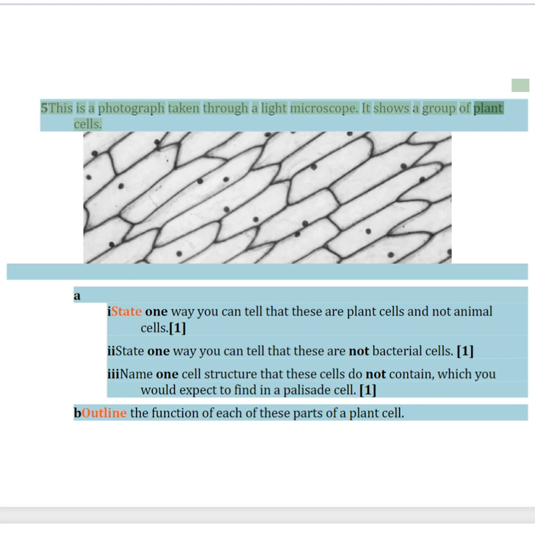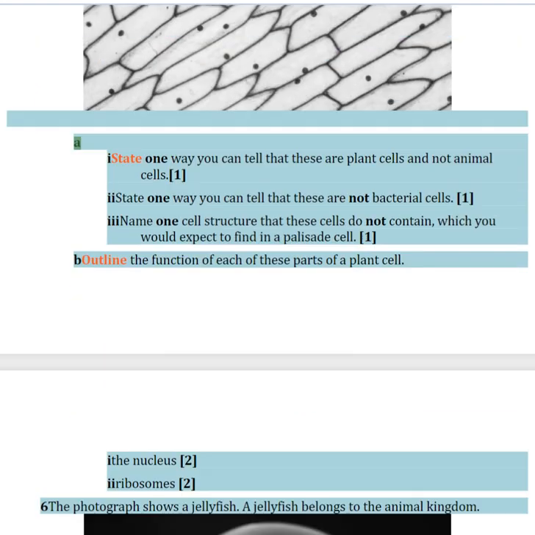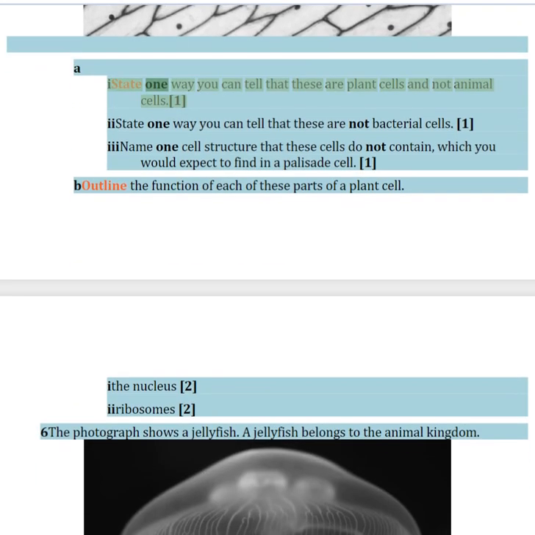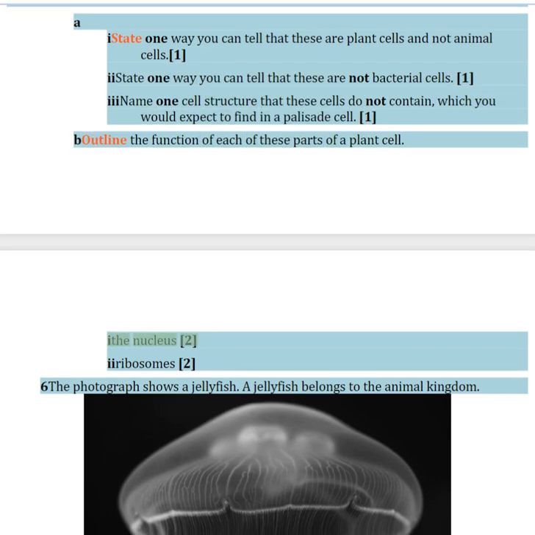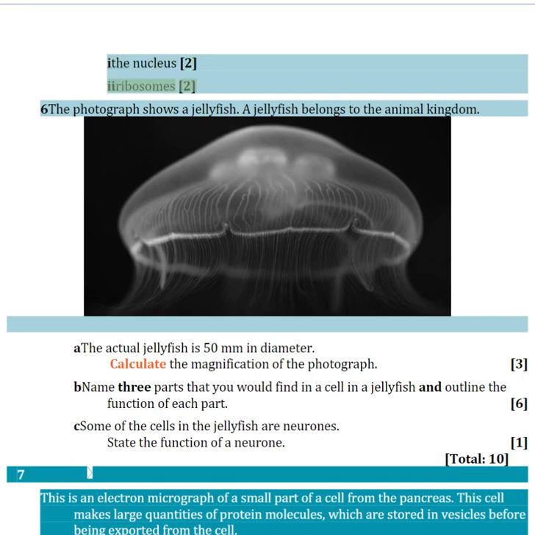It shows a group of plant cells. A. 1. State one way you can tell that these are plant cells and not animal cells. 2. State one way you can tell that these are not bacterial cells. 3. Name one cell structure that these cells do not contain, which you would expect to find in a palisade cell. B. Outline the function of each of these parts of a plant cell. 1. Nucleus. 2. Ribosomes. 6.